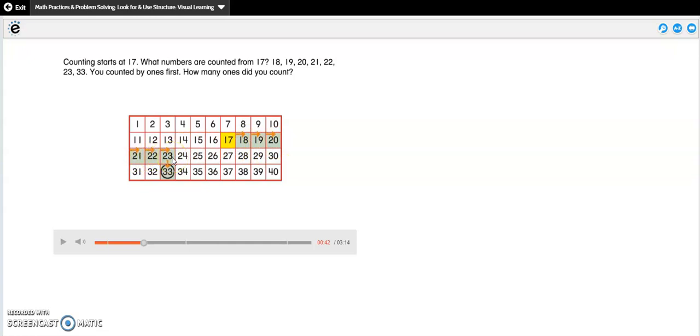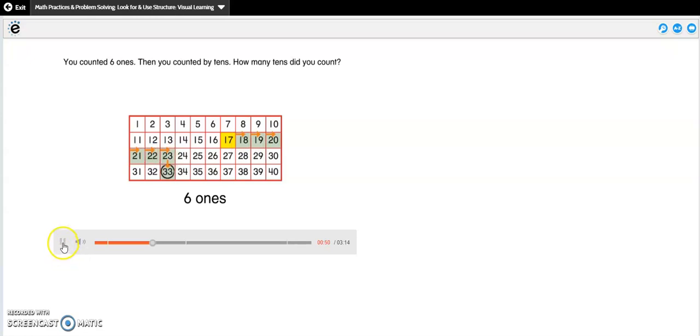So let's count how many ones they counted. So let's count our arrows. Those are how many ones they counted. 1 arrow, 2, 3, 4, 5, 6. They counted 6 ones. You counted 6 ones. Then you counted by tens.